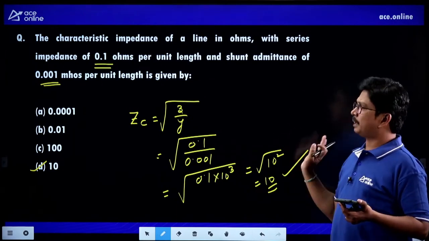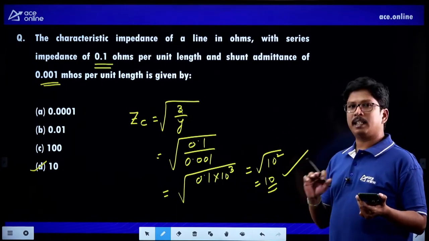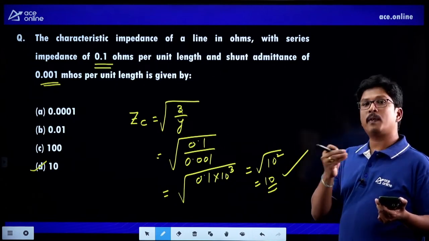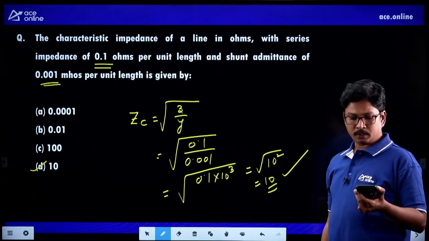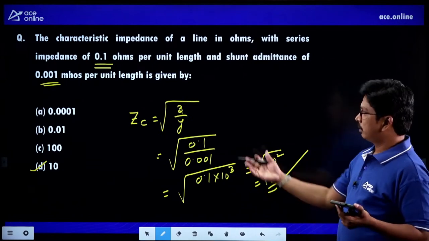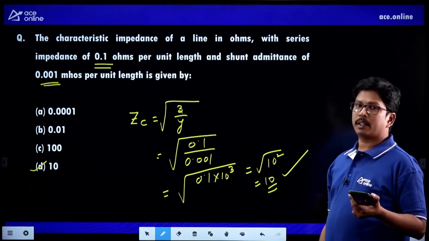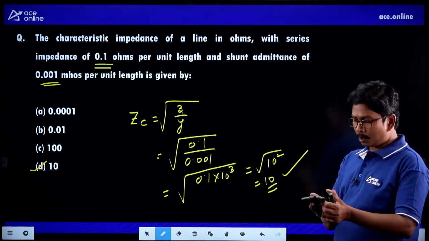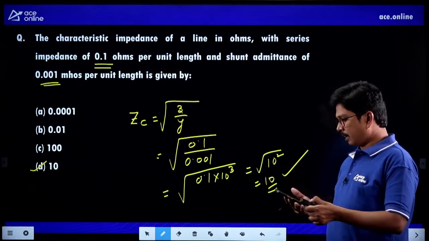This question may be very easy. Most of the students can give the answer. But unnecessarily, because of this overspeed, we are going to give some wrong solutions here. Right? So I'm going for the next question here. Just see the question here.